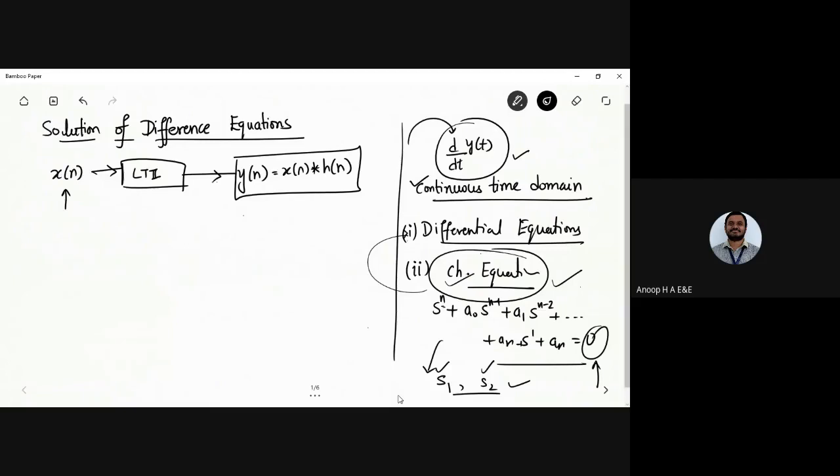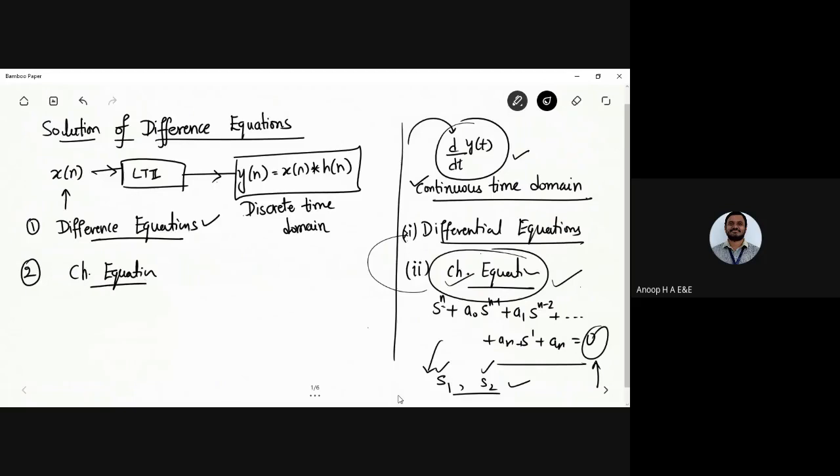Now coming to the difference equations, I have a similar way where I can proceed. First we are defining what is a difference equation. There we had a differential equation in continuous time domain, and this is the discrete time domain here. Now I have the discrete time domain, and I have the difference equation being formed. Second, I'll also have the characteristic equation being written.